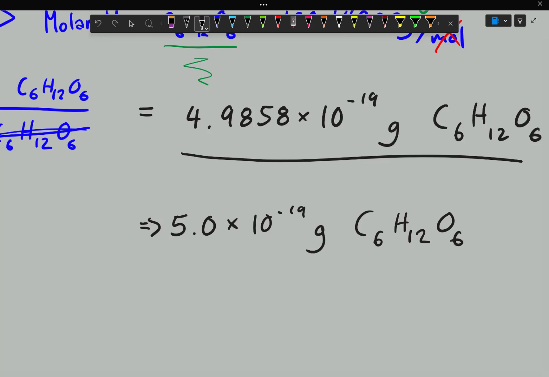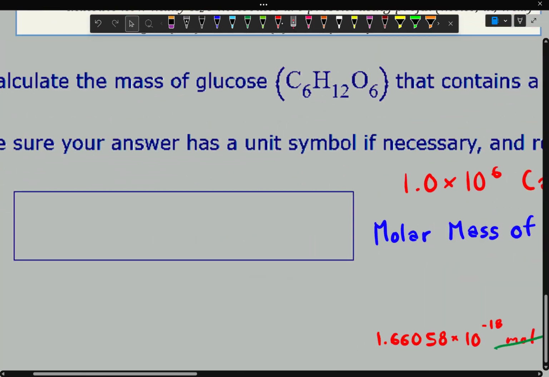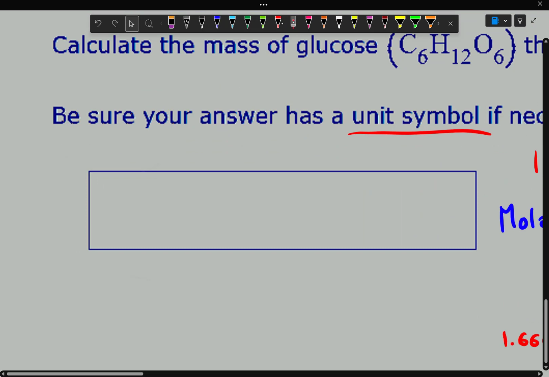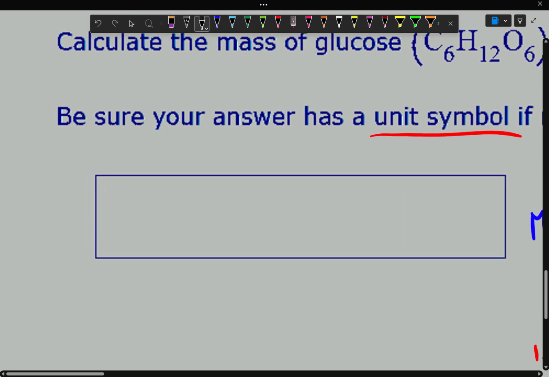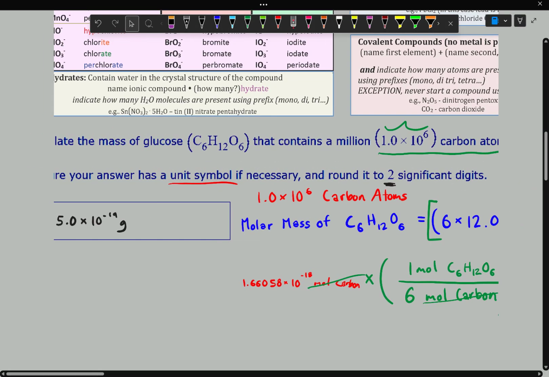Now, when you're filling out ALEKS, it won't be necessary for you to write glucose. All it wants, because it says in the problem here, be sure your answer has a unit symbol. That means all you need to write for your final answer is 5.0 times 10 to the negative 19 grams, and that will be your final answer.